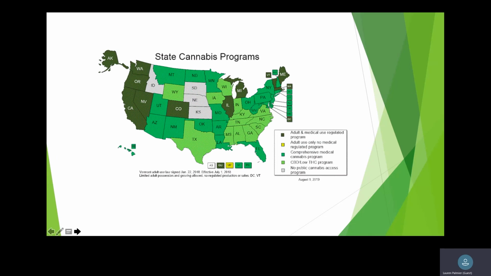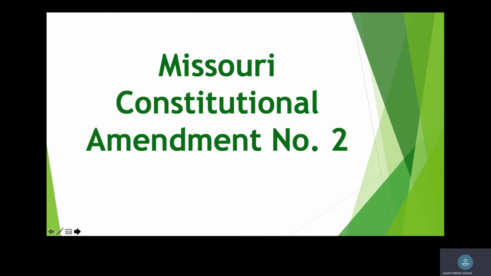This is an image from 2018, just to give a breakdown of states with adult use and medical use programs, just medical programs, and states that have no programs. As you can see, Missouri is in that Kelly green color, meaning that we do have a comprehensive medical cannabis program here. We do not have recreational or adult use programs here in our state. But we will talk a little bit more about our medical program.